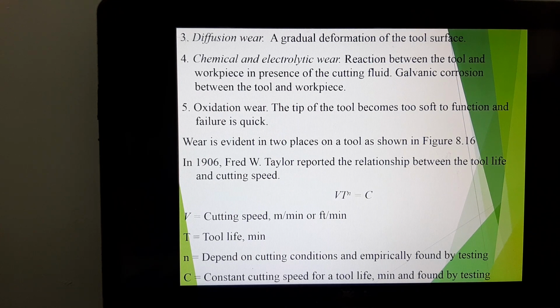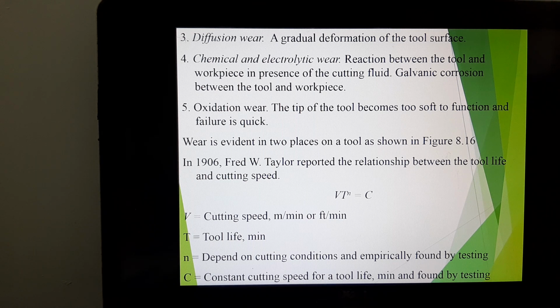Number 3, diffusion wear. What is diffusion wear? Right from the beginning of the lecture, I keep telling you that your cutting tool and your material of cut have to be compatible. If there is incompatibility, what would happen? Either your tool will bend or your tool will break. So diffusion wear is a gradual deformation of the tool surface. If your tool bends or breaks during the cutting process, we consider it diffusion wear.